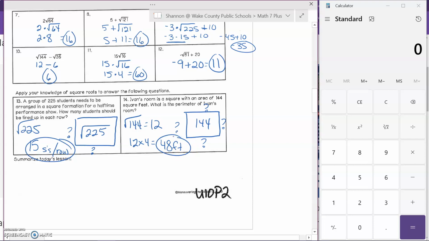All right, I want you to summarize. I want you to tell me what a square is, or squaring a number. And then I want you to tell me what a square root is. Pause and write out an explanation for both of those. For squaring, you should have had multiplying a number by itself.